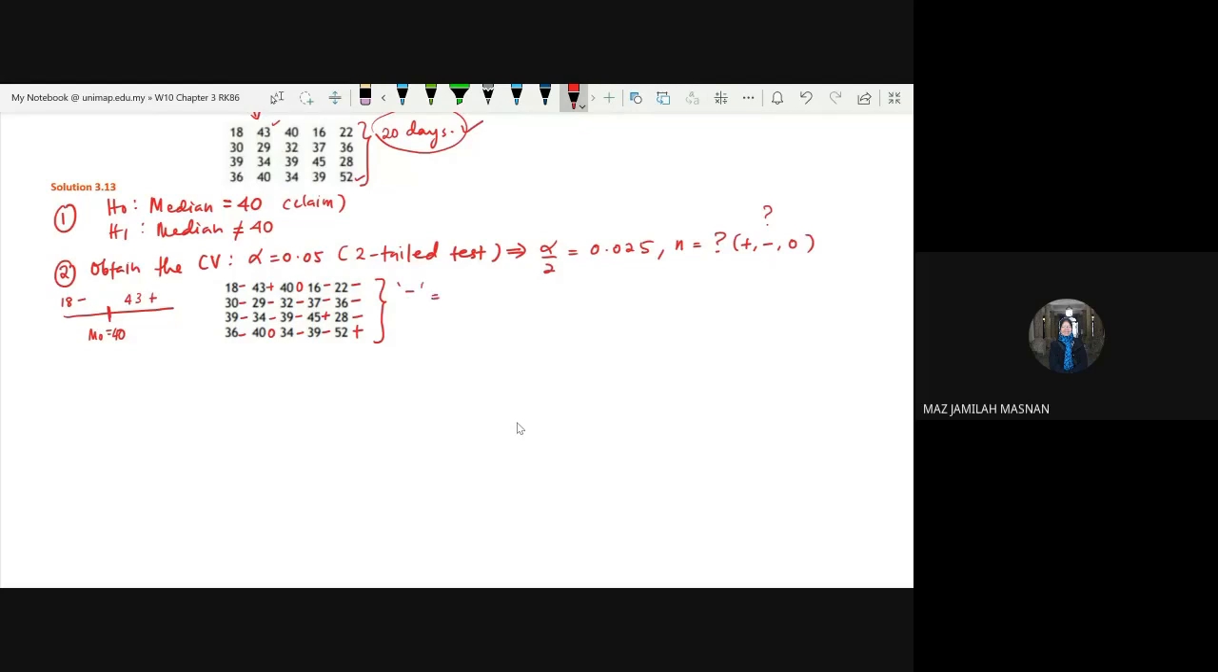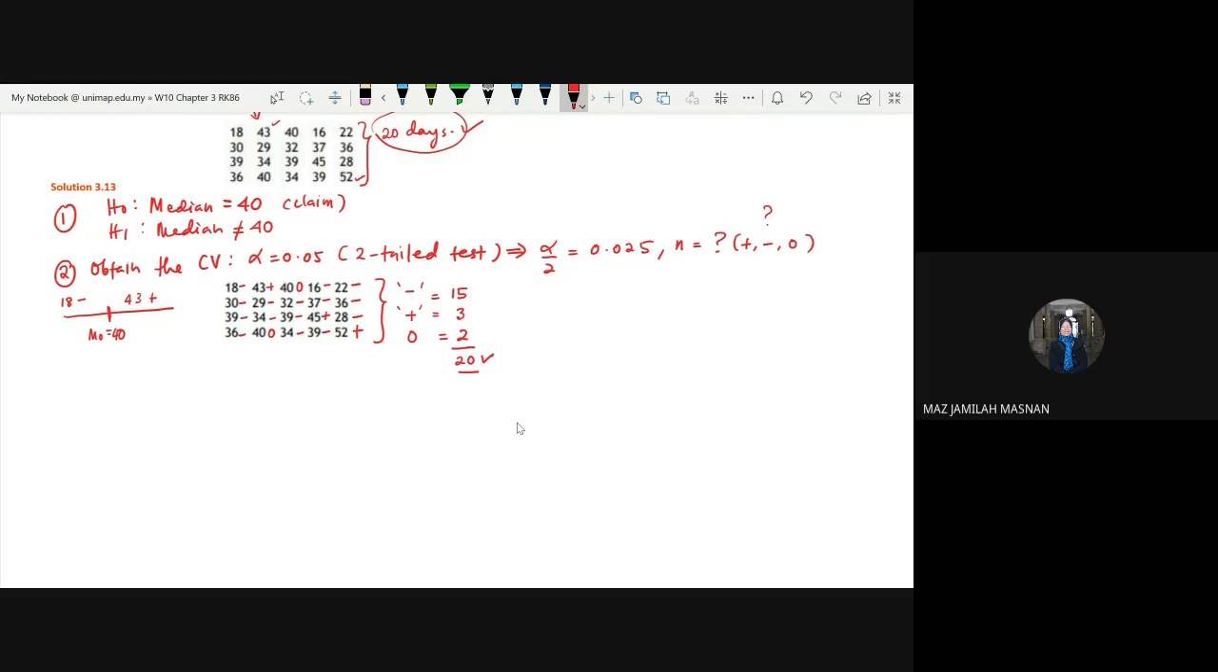So how many negative signs? 1, 2, 3, 4, 5, 6, 7, 8, 9, 10, 11, 12, 13, 14, 15. So you have 15. What about positive signs? 1, 2, 3. You got 3. How many zeros? You got 2. If you add them all together, you get 20. Then you are correct, and only then do you proceed with your n.